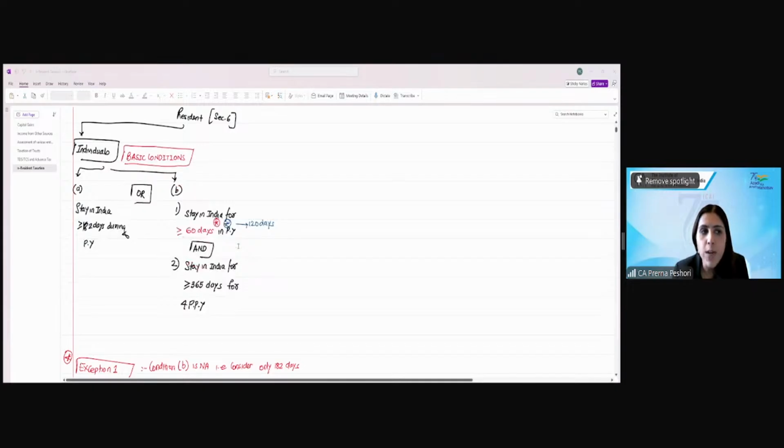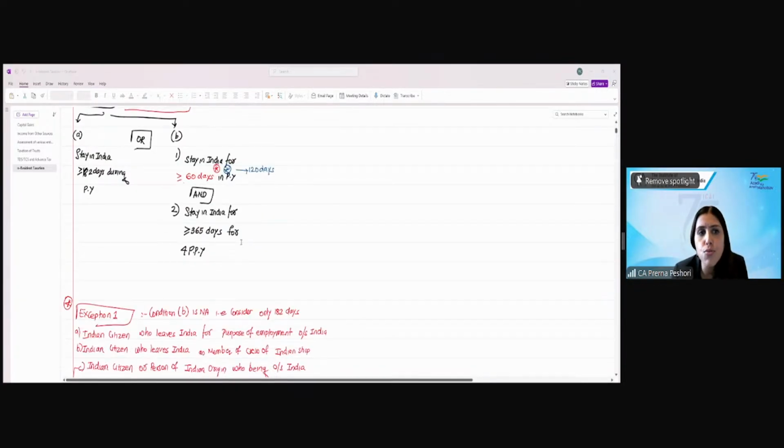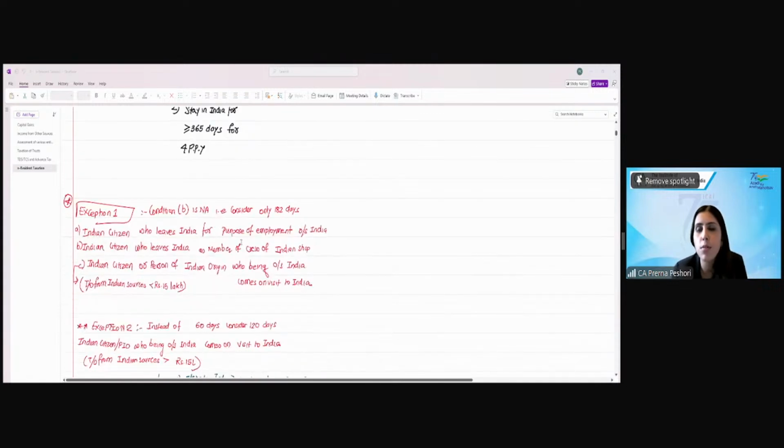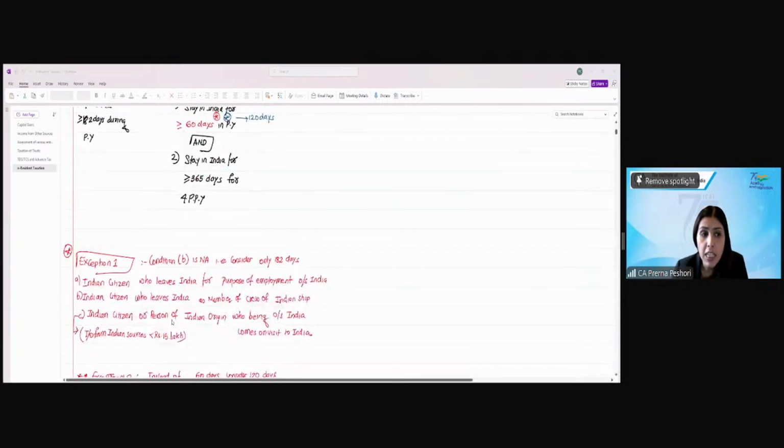Fine. Now, as far as the first condition is concerned, which is stay in India for greater than or equal to 182 days, that's fine. As far as the second condition is concerned, stay in India for greater than or equal to 60 days, there are two exceptions to these conditions, or rather three exceptions that we are going to talk about. The first exception is that this entire second condition, the B, is not applicable if the Indian citizen leaves India for the purposes of employment outside India.